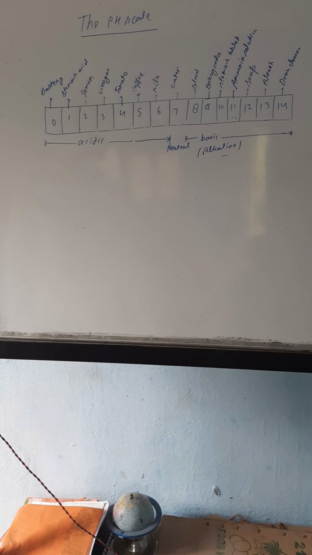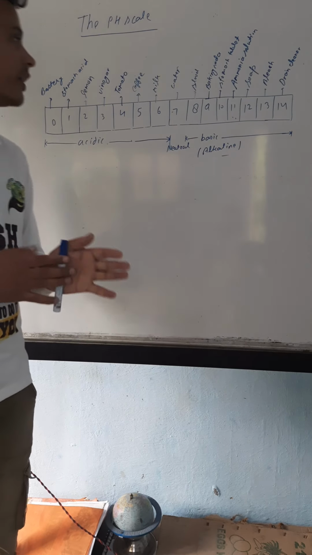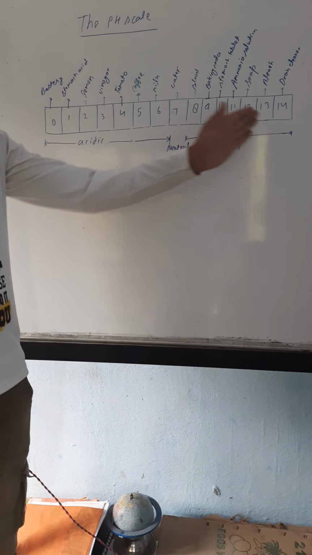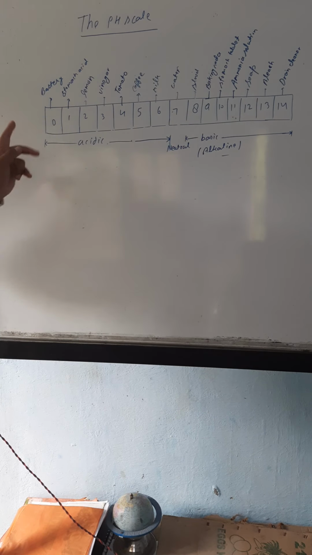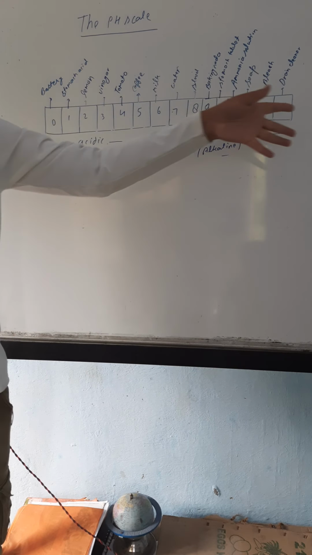So, hello dear students. Today we will move ahead in chapter number two of class 10th chemistry, that is acids, bases and salts. Today we are going to discuss the pH scale, about which I have already discussed with you. I have just made a pH scale here having the value 0 to 14. This is the pH scale, and I have already told you this pH scale was developed by Sorensen.